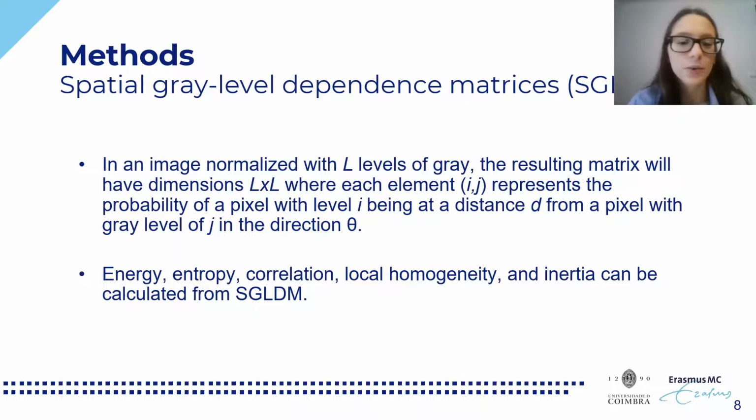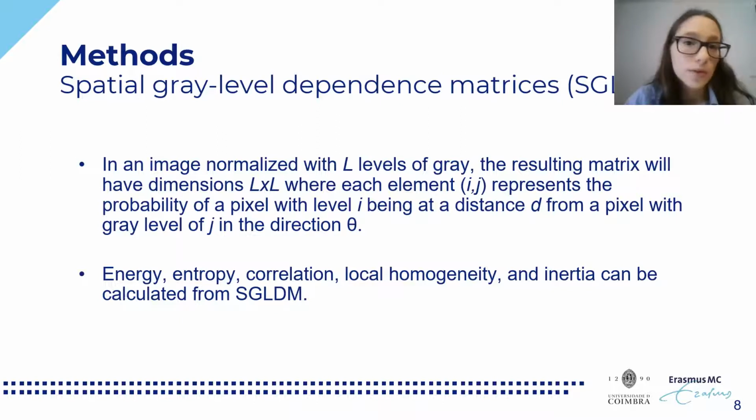So basically what all this means is that in the end we will have a matrix with the dimension corresponding to the number of gray levels in our image. So let's say we have an image normalized with L levels of gray. We will have an L times L matrix for each direction and for a given distance that we choose. Each element of this matrix, an element ij, is the probability of a pixel with gray level i being at a distance d from a pixel with gray level j in the direction that we're using.